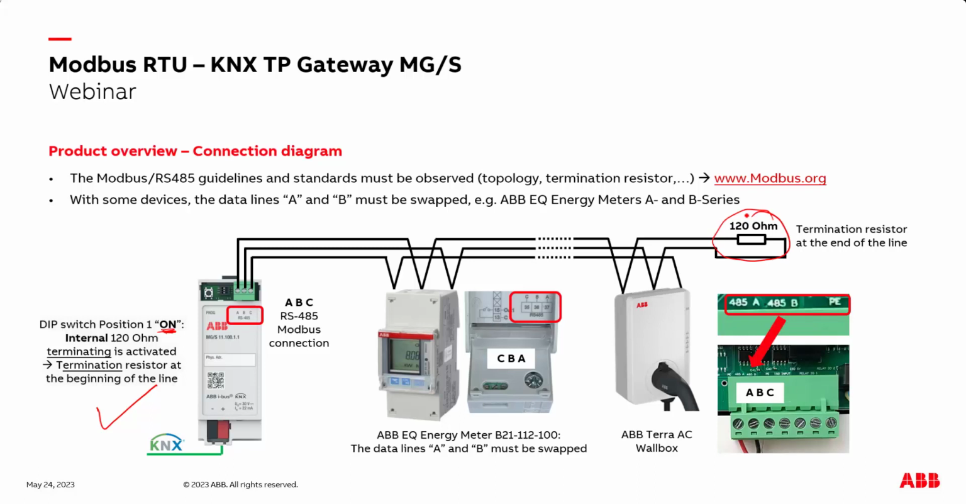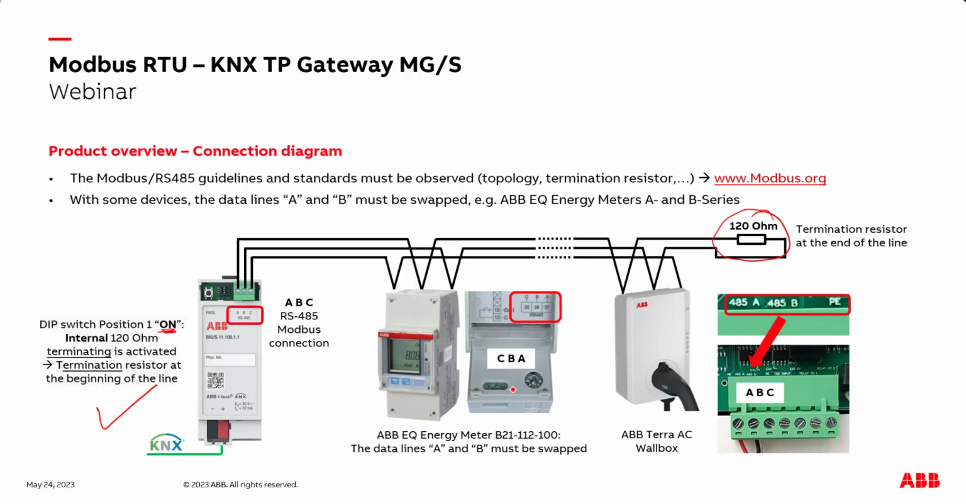So this end of line resistor at the beginning and the end of our cable is required to prevent reflections. When we have a cable, reflections can happen at the beginning and the end, so that's why we need two 120 ohm resistors here. And in the middle we have our Modbus devices, like for example the ABB energy meter.